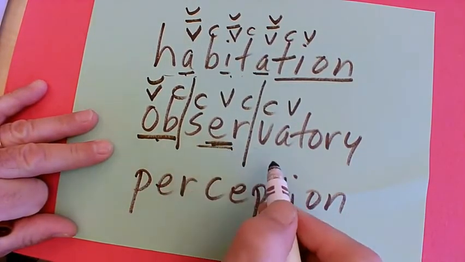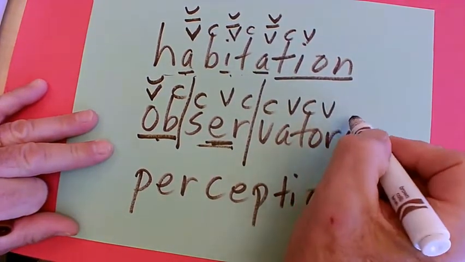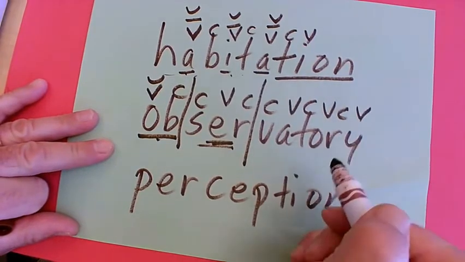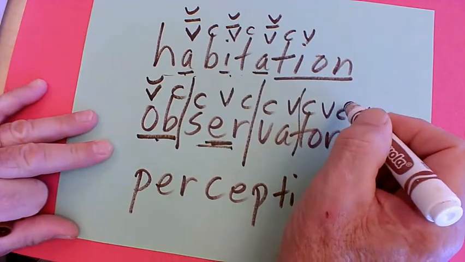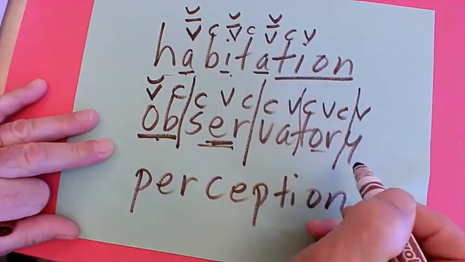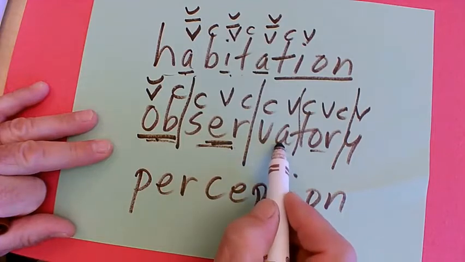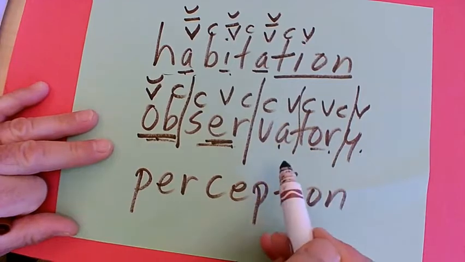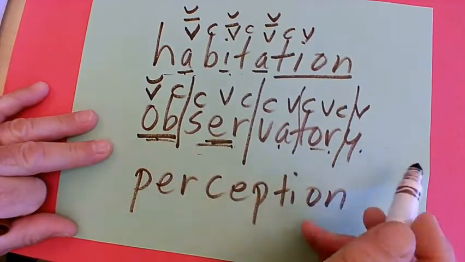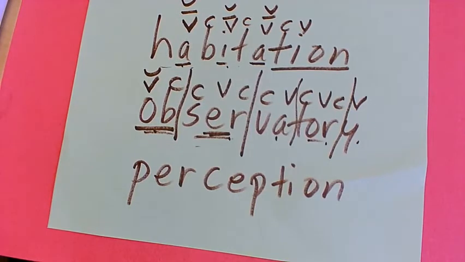So observe. And then we have vowel, consonant, vowel. And then we have vowel, consonant, vowel again. Woo, lots of them. So here we go. OR, we're going to keep together. So observe. And this is the one that could be long or short. Observatory, and you've heard observatory, so that's what it is.